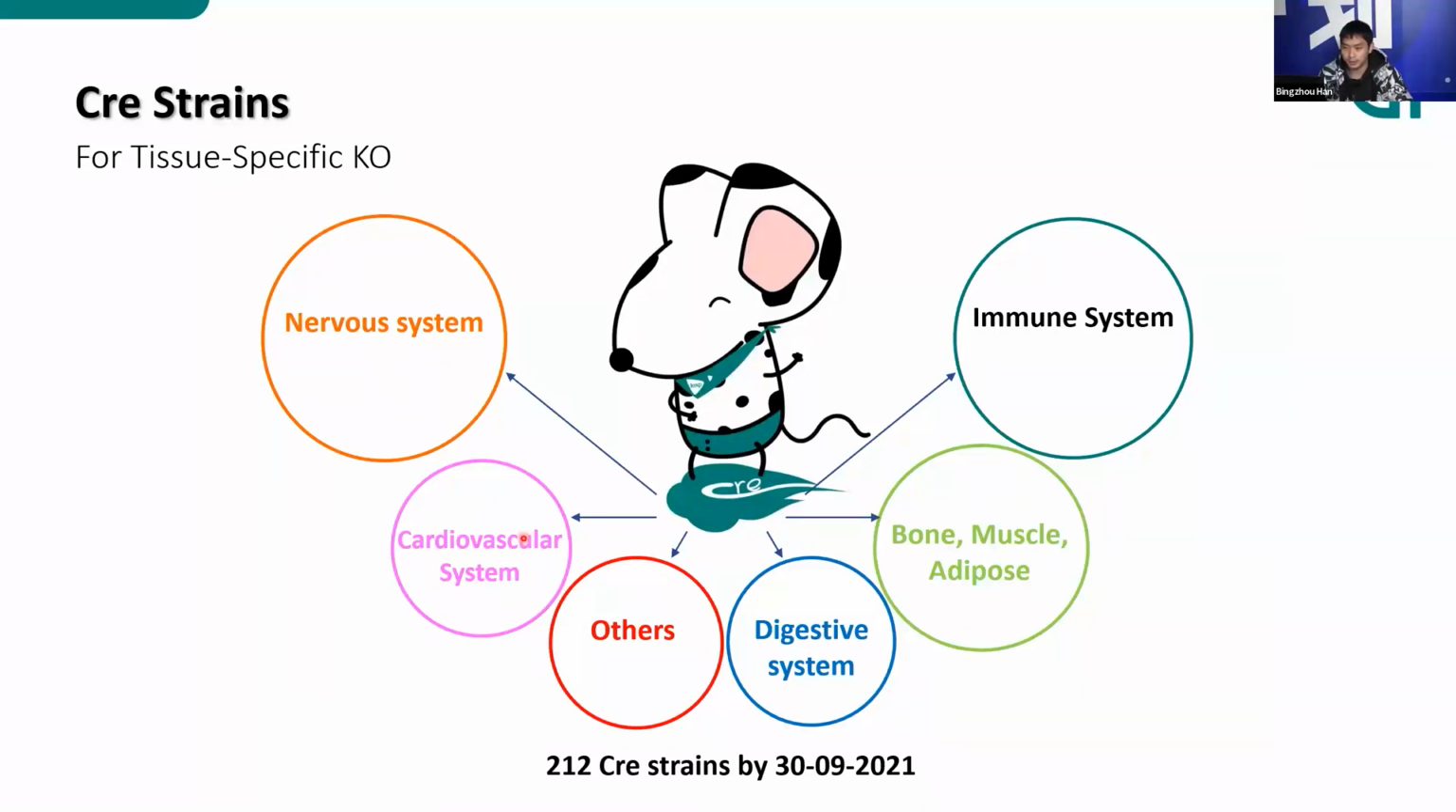multiple tissue-specific Cre strains or inducible Cre strains, which means Cre-ER strains, in our facility. So by September last year, we had generated and validated over 200 Cres, which are mainly applied in the nervous system, cardiovascular system, and other important systems which will meet the broad interest of our customers all over the world.